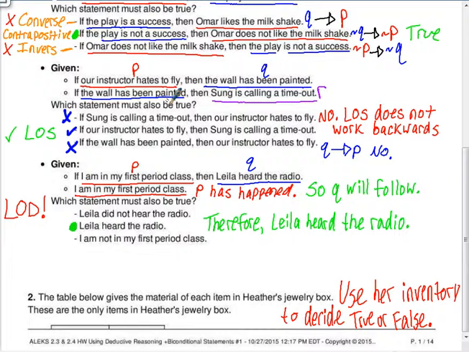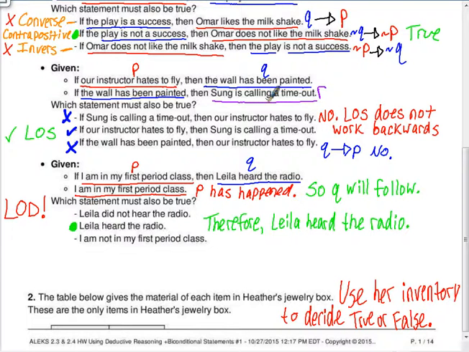I don't know what that has to do with it, but I'll stop bringing that up. In other words, if the wall has been painted, he's going to call a timeout. Well, calling a timeout is something new, so that's R. So you'll notice P leads into Q, and then Q is used again, and Q leads into R. That tells you they're probably going to be activating the law of syllogism. So look out for the one that's using the law of syllogism.